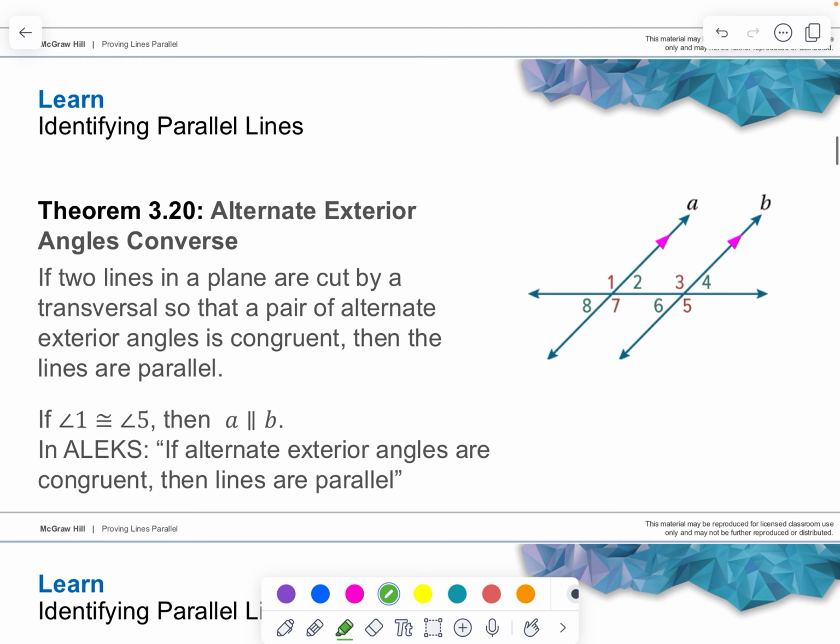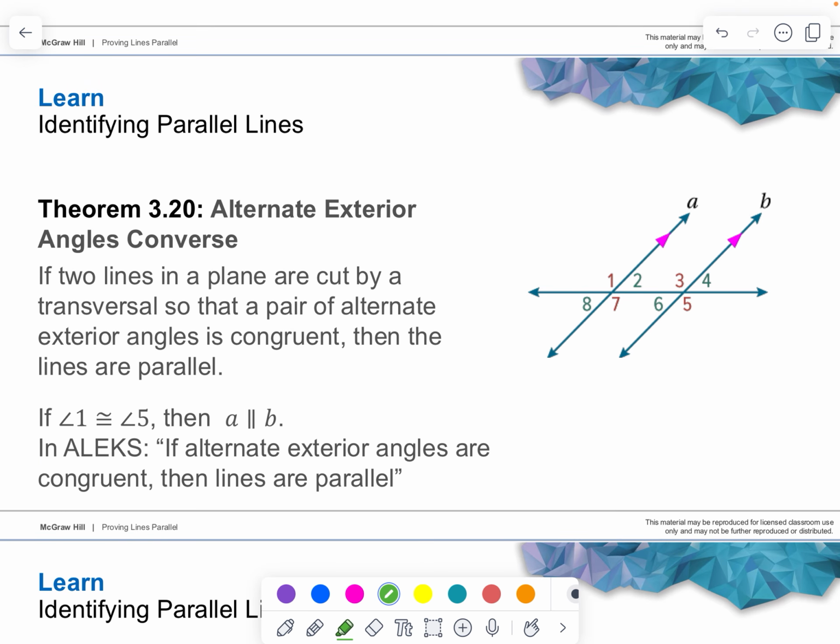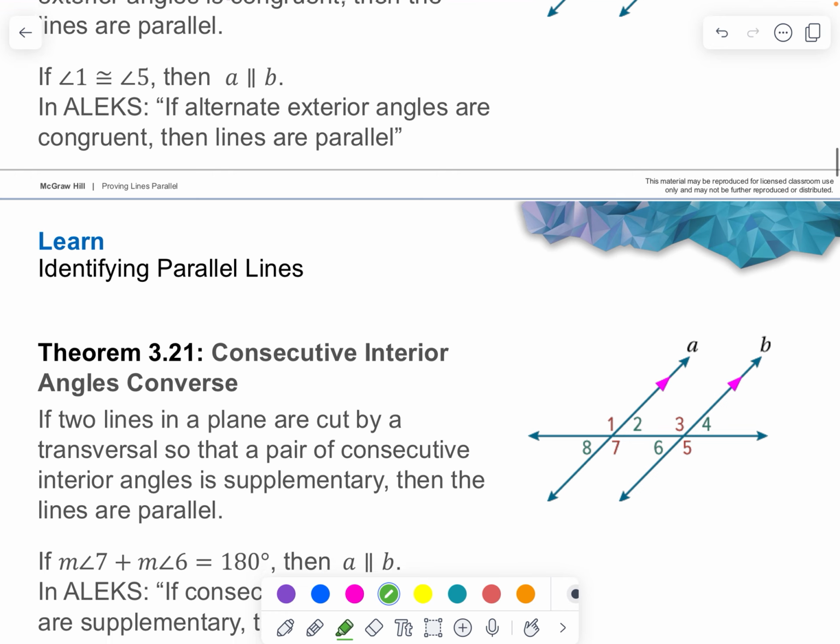Okay, same with alternate exterior angles. If you can prove that 1 is congruent to 5, the lines are parallel by proving that alternate exterior angles are congruent, then the lines are parallel. Okay?